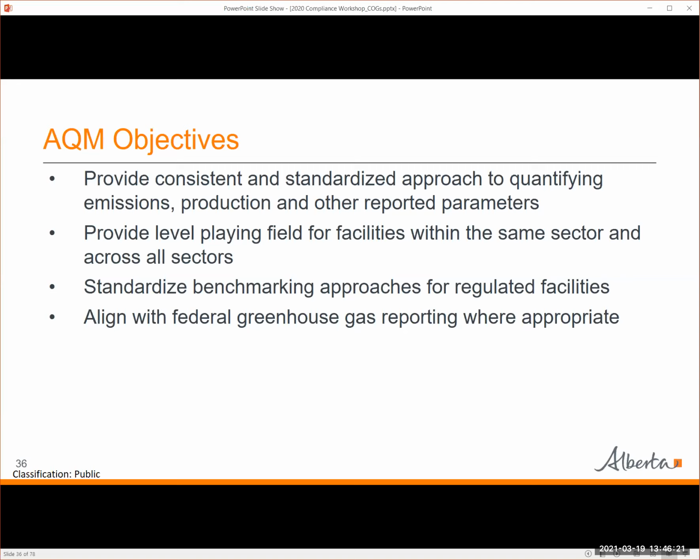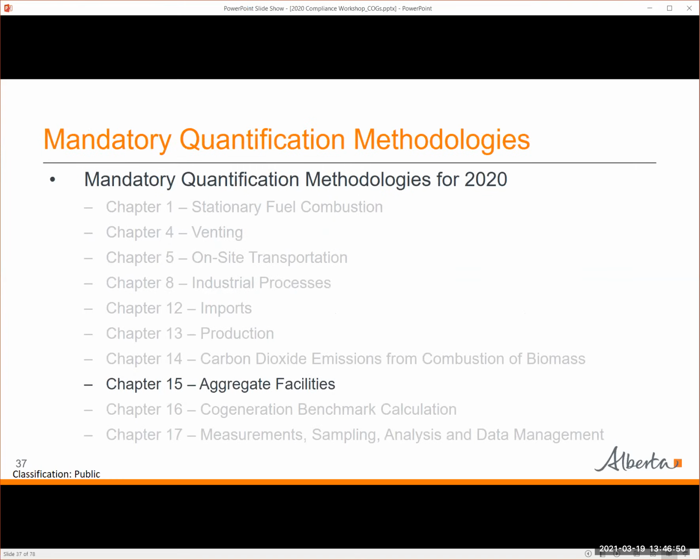It also helps in terms of standardizing benchmarking for regulated facilities to have that consistency. And it also helps in terms of aligning the greenhouse gas reporting in Alberta with what's required for greenhouse gas reporting in other jurisdictions across Canada, and also to the federal government under the greenhouse gas reporting program. So we're going to concentrate on Chapter 15, which deals with the topics that are relevant to aggregate facilities.